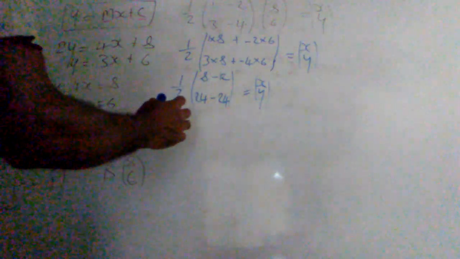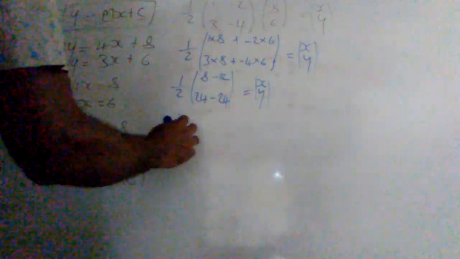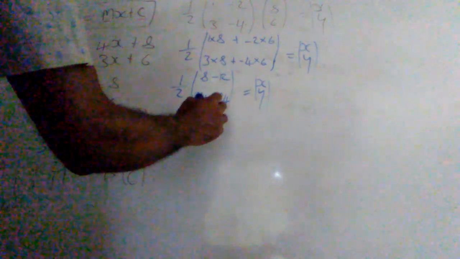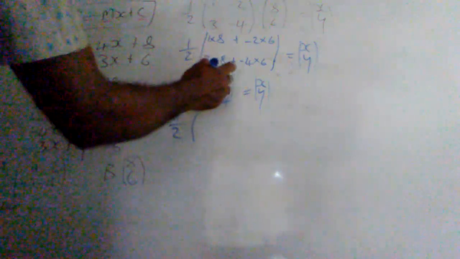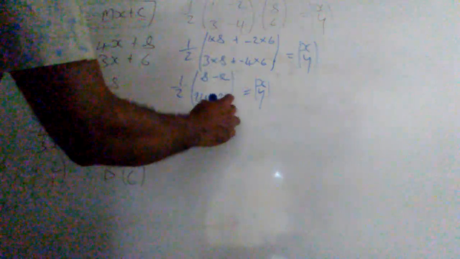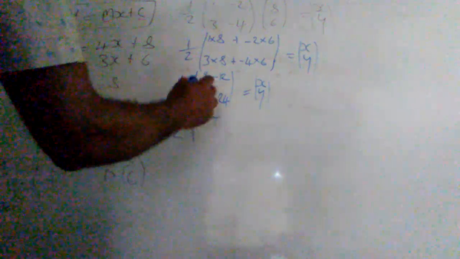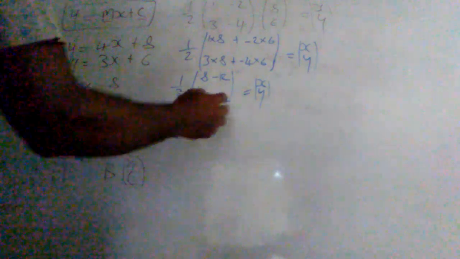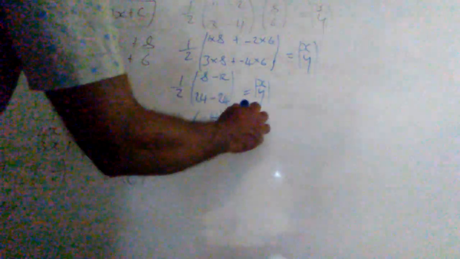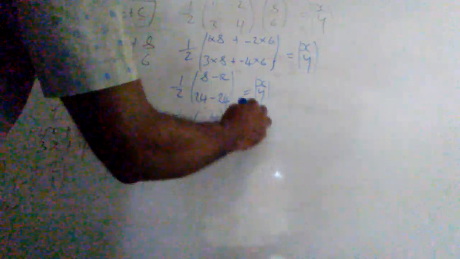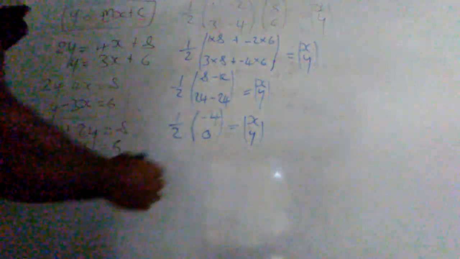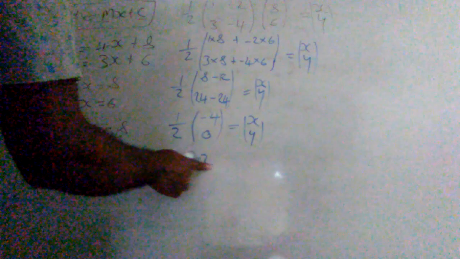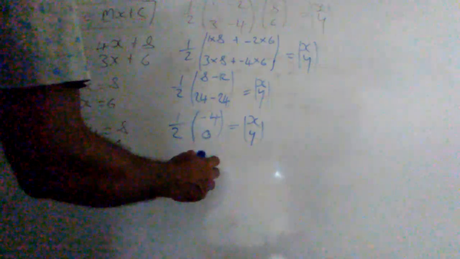So we'll keep the scale factor here again, and we will just evaluate these. So 8 minus 12 will be negative 4, and 24 minus 24 will be 0. Half of negative 4 would be negative 2. Sorry. And half of 0 would of course be 0.